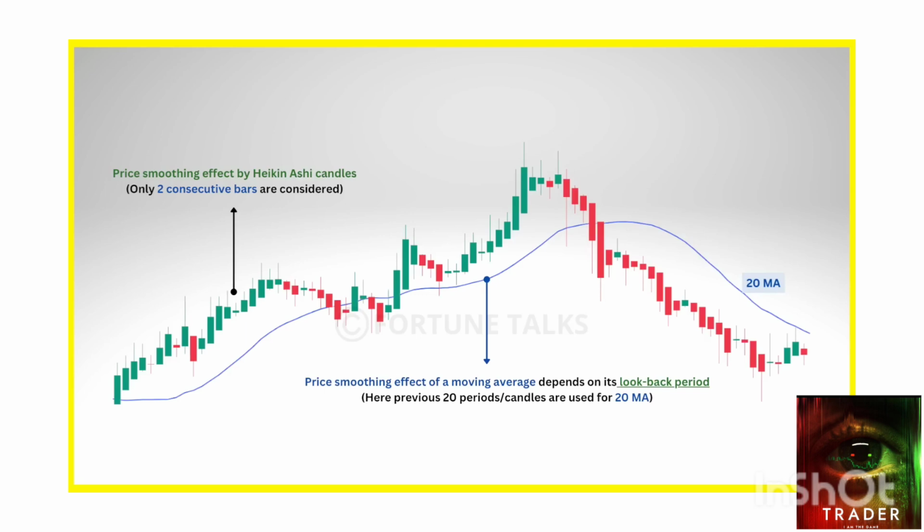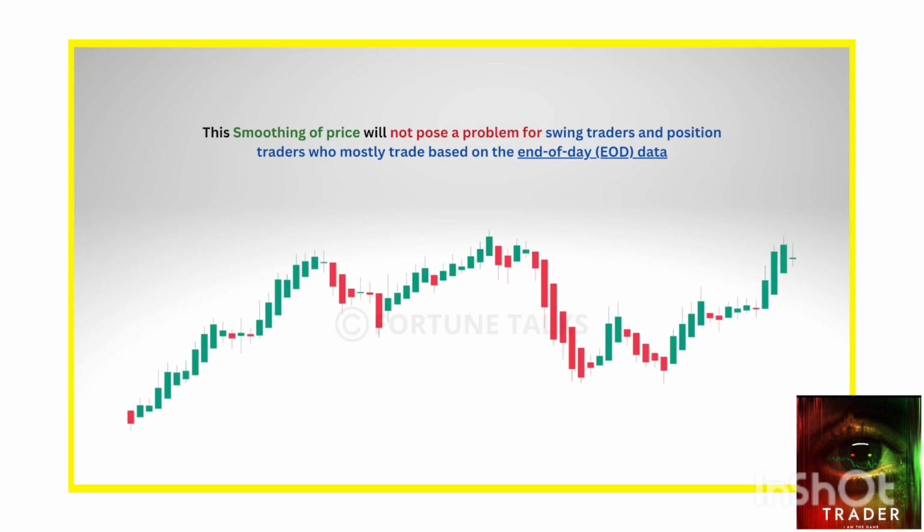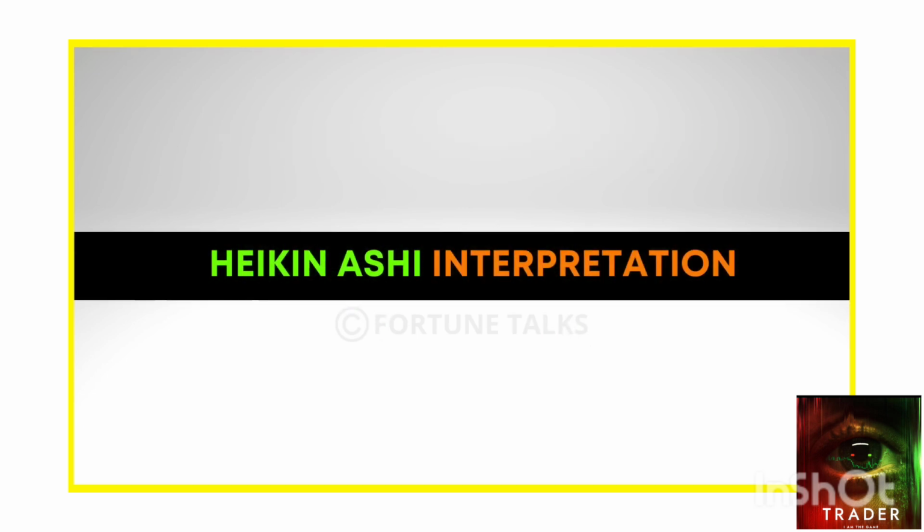But there's a catch. For swing traders and positional traders who trade based on end-of-the-day data, this will not pose a problem. But for day traders who trade in response to the immediate price movements, this might be problematic, as a day trader would have to wait until a candle has been completed. This delay might compromise a day trader's ability to be responsive to the markets. So, if you are a day trader, it is better if you use a combination of these charts for analyzing the market. Now let us learn how to interpret Heikin-Ashi candlestick charts.